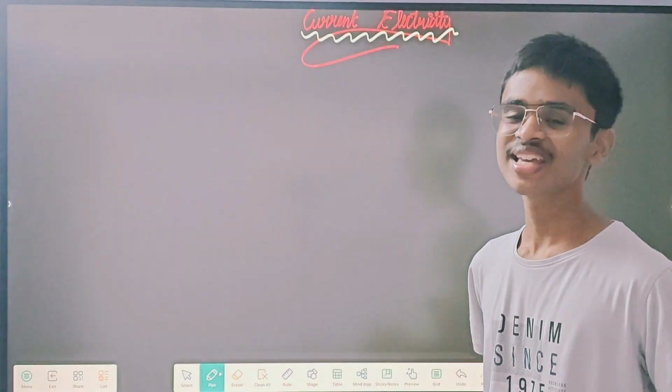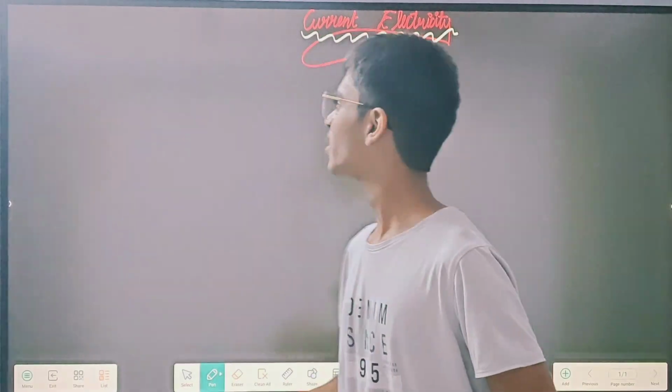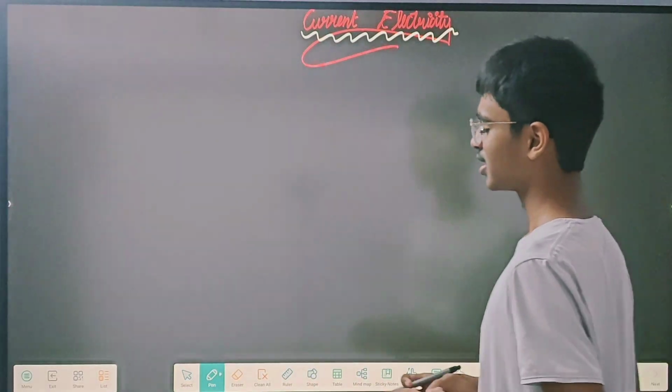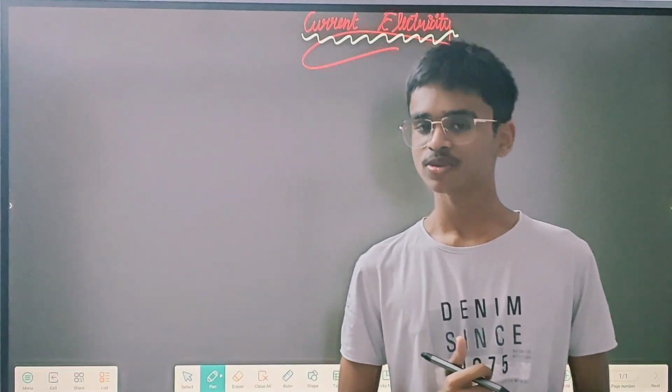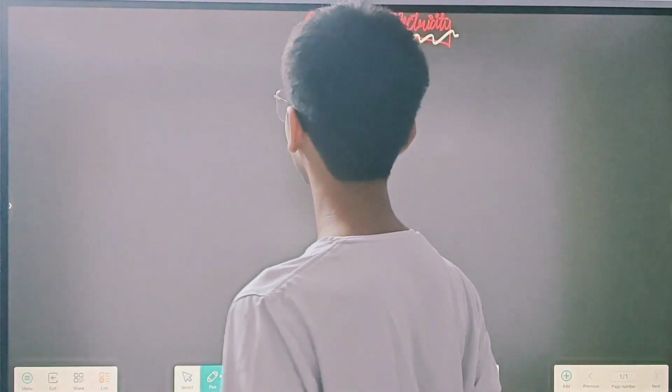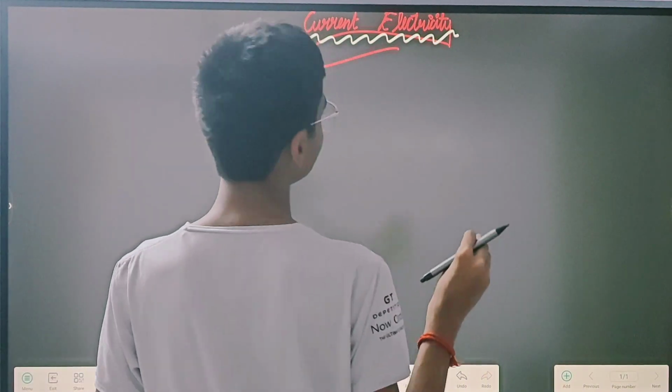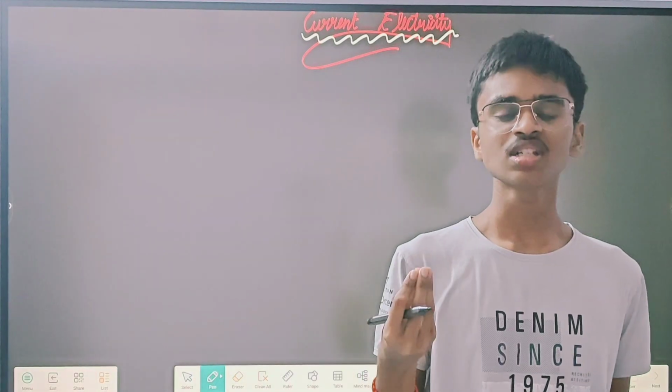Today we are going to see the third lesson of physics class 12 CBSE NCERT, which is current electricity. We have already seen the first lesson and the second lesson, and now we are about to see the third lesson, current electricity. In this lesson, we are going to study charges which are dynamic in nature.